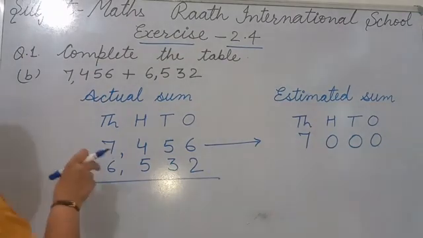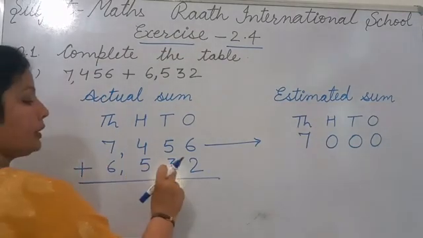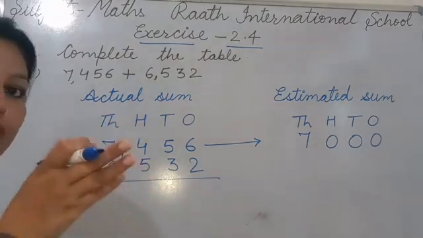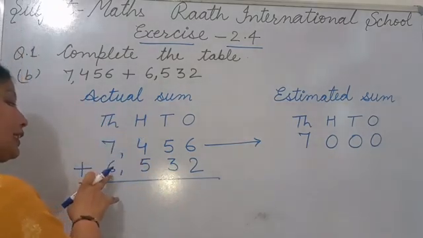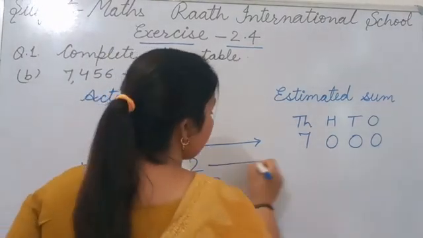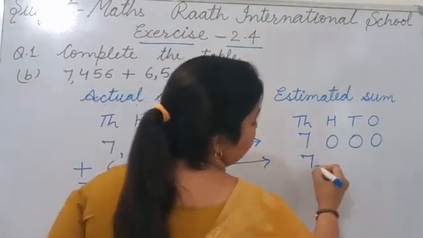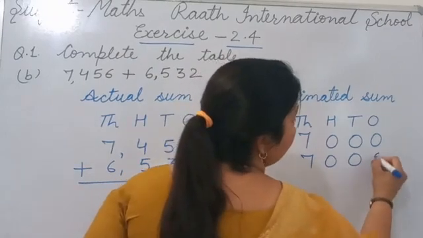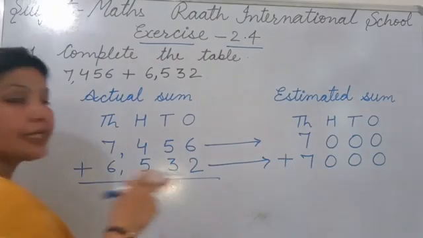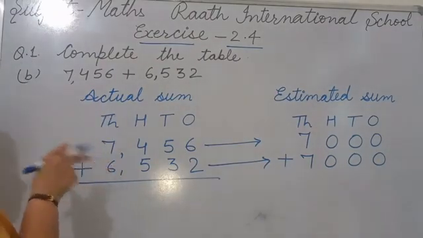Now next, 6532. Here is 5. 5 is equal to 5. So that means we should increase here. So 6 plus 1, 7. So this is also 7000. Okay. Now we should add on both sides. We should find the estimated sum also. We should find the actual sum also.